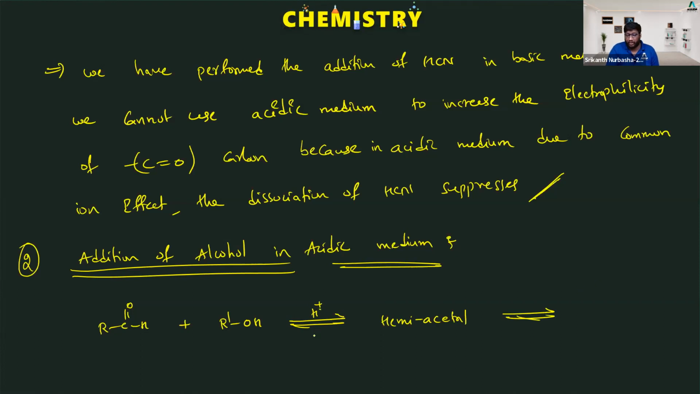If we add one more, you have to take dry HCl: aldehyde plus alcohol in the presence of dry HCl will form a hemiacetal. Again, with dry HCl, that will be converted to the respective acetal. So what was the mechanistic approach in this particular reaction? We are going to understand it now.